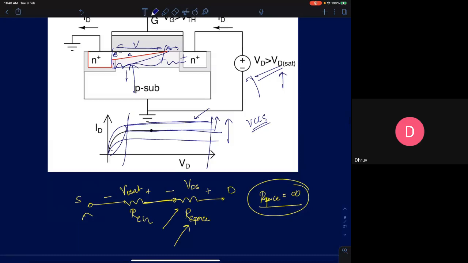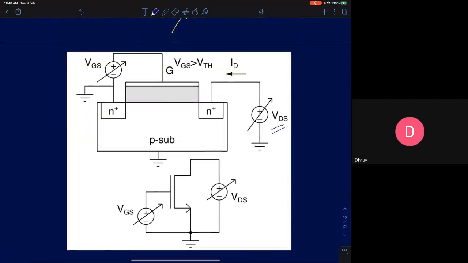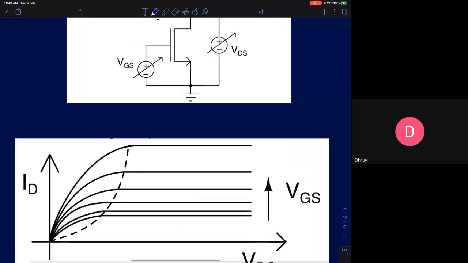So if you now vary the drain to source voltage and gate to source voltage, I have just discussed briefly how to get this IV characteristic. So this is how the graph is going to look.